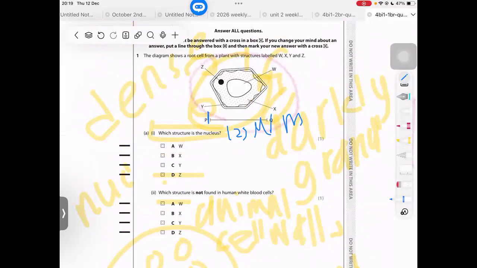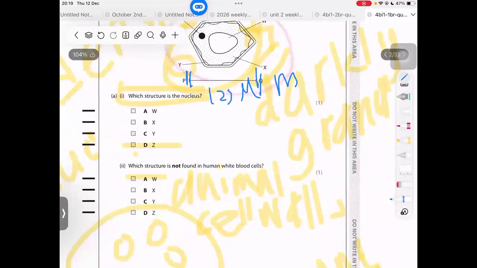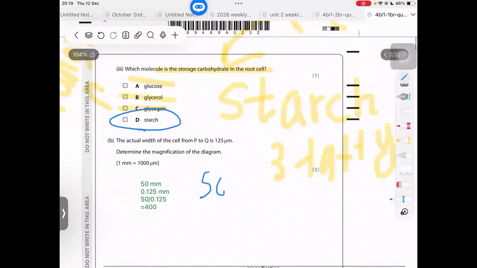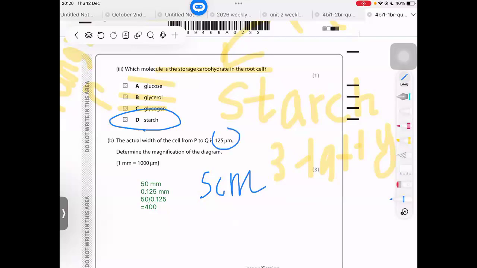So if you measure the paper, that means from P to Q, if you keep a ruler and measure in between P and Q, you get a length of around 5 centimeters, right? So the paper value will be 5 centimeters. The actual width is 125 micrometers, but the value that we get is 5 centimeters, right? 5 centimeters means 50 millimeters.